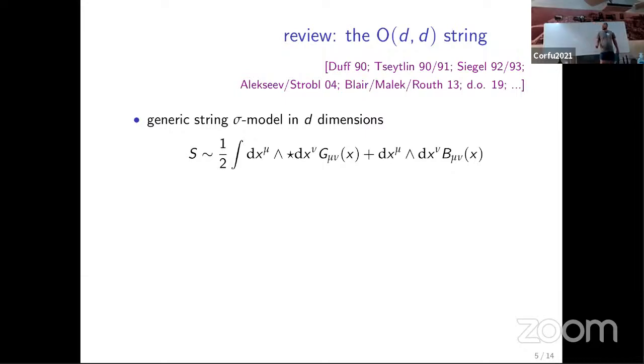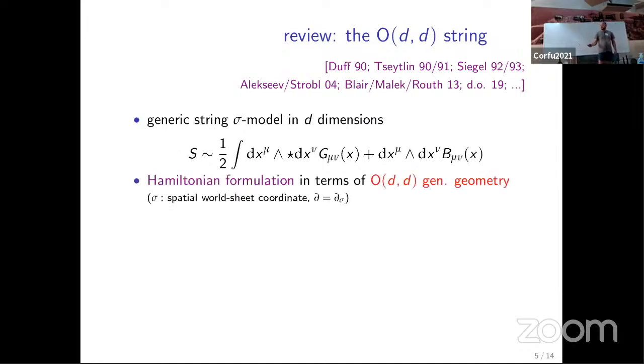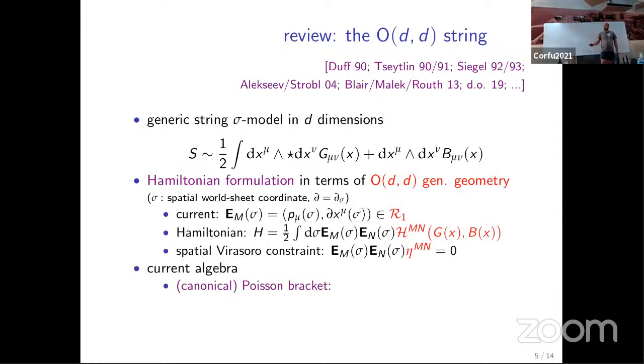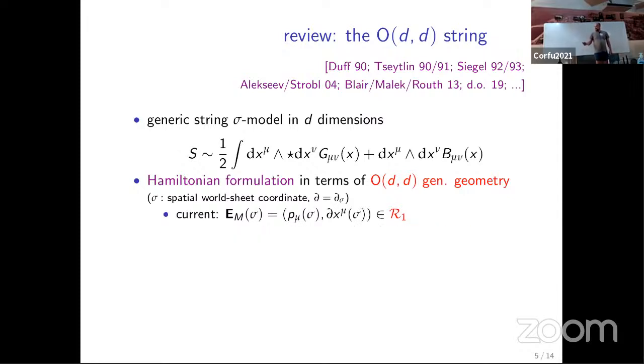the string and see how the ODD generalized geometry emerges there. So we start with the ordinary string sigma model, arbitrary number of space-time dimensions, and we go to the Hamiltonian formulation, and we see that we can define all the objects in the Hamiltonian formulation in terms of ODD generalized geometry. So first, it turns out that the nice parametrization of the phase space is not given by P or X alone, but we can combine the canonical momentum of this action together with the spatial derivative of X into an object which is in the R1 representation, so the 2D-dimensional representation of ODD.